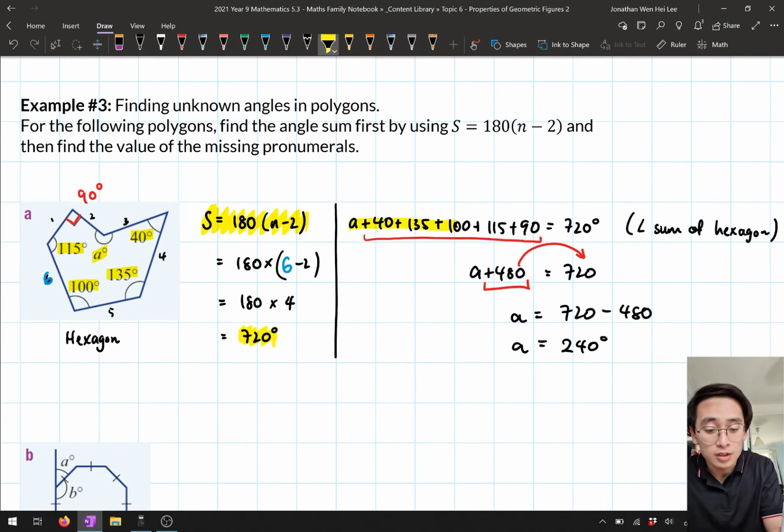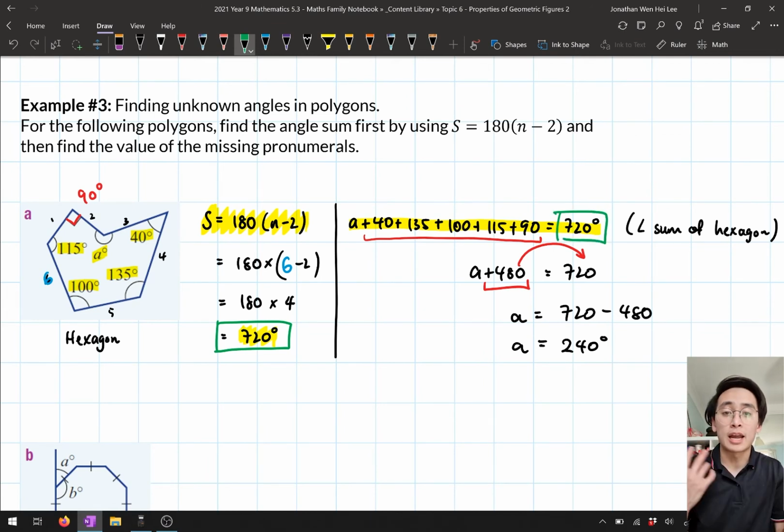I write an angle sum equation like this. So I write down all of my angles, I add them up together, and it has to be equal to the angle sum I found earlier. And then once I do that, I use my solving steps like I normally do with these angle equations.